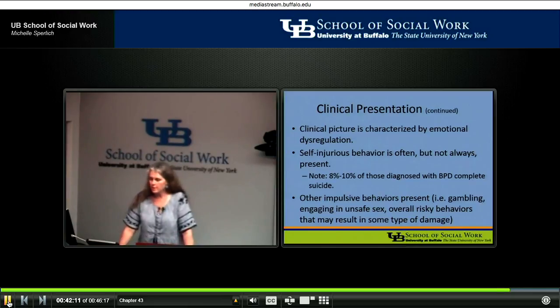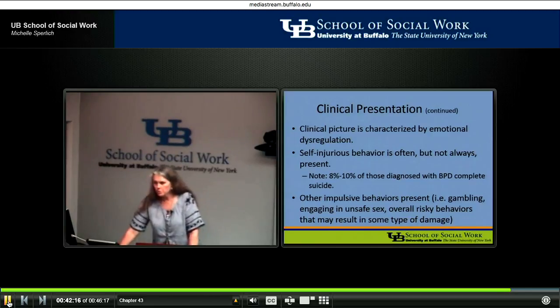The clinical picture is characterized by emotional dysregulation. Self-injurious behavior is often but not always present, but you should note that 8 to 10% of people diagnosed with borderline personality disorder complete suicide. Okay? 69 to 80% have some kind of suicidal behavior. There are other impulsive behaviors as well: gambling, engaging in unsafe sex, overall risky behaviors that may result in some kind of damage.